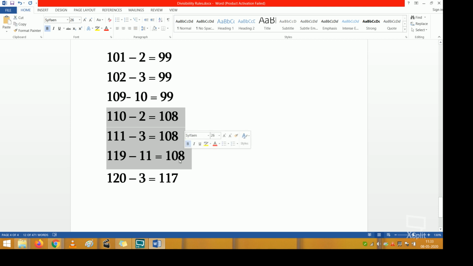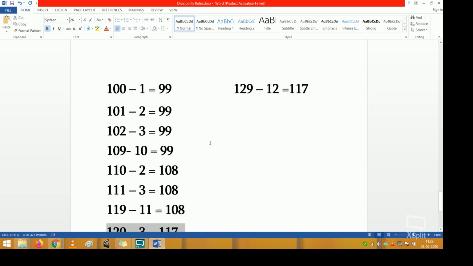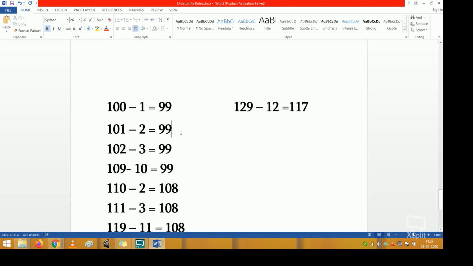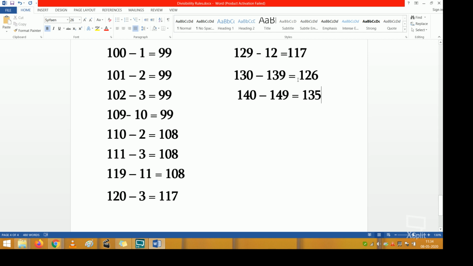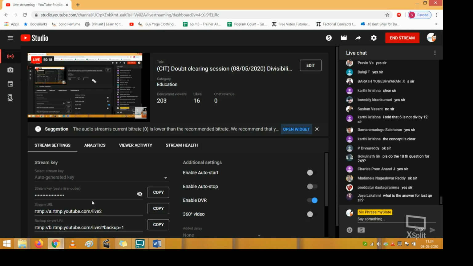So from 120 to 129, we'll get what? 117. Yes. From 130 to 139, we'll get 126. Now 140 to 149, what will you get? 135. Now look at all these numbers: 99, 108, 117, 126, 135. All these numbers are divisible by what? 3, 6, 9, or just 3, or just 6, or just 9? Now you guys tell me the answer.